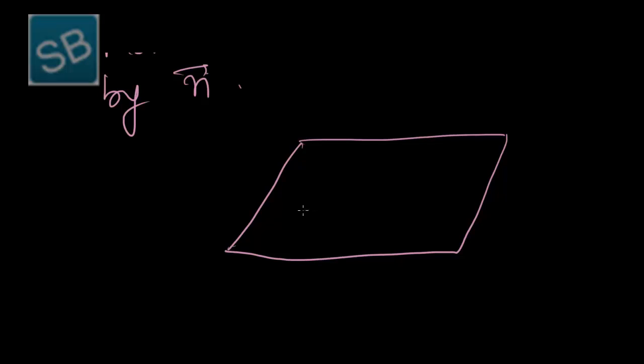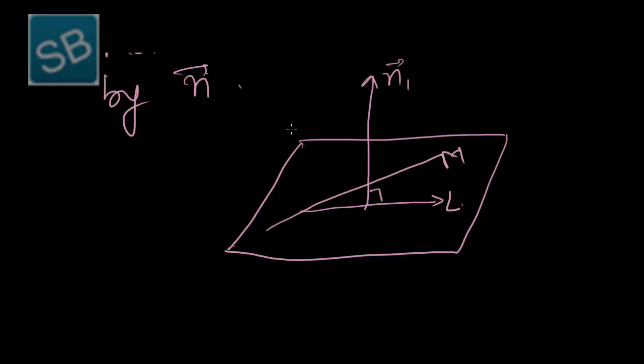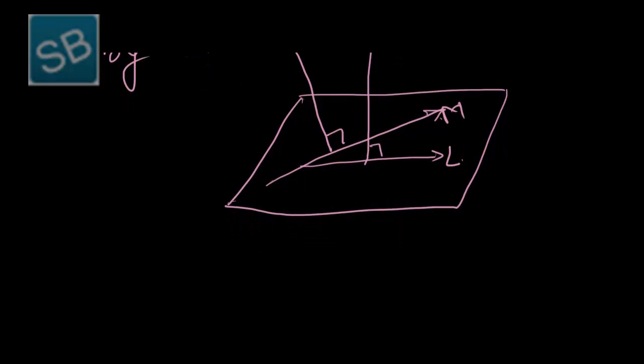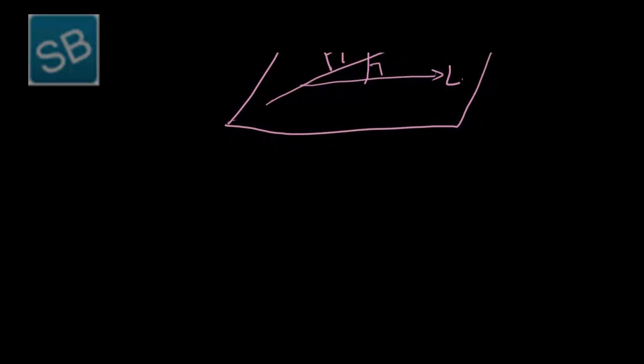and if L is a line, then n will be perpendicular to L. And if this is a line M, then n will be perpendicular to M. So, any line which is perpendicular to every line in the plane is called normal to plane. So, normal to plane gives the direction of plane.